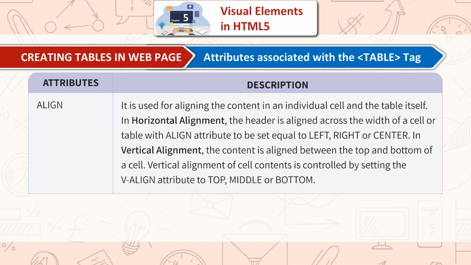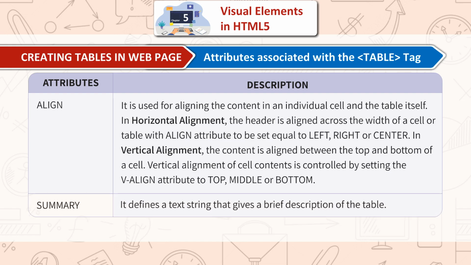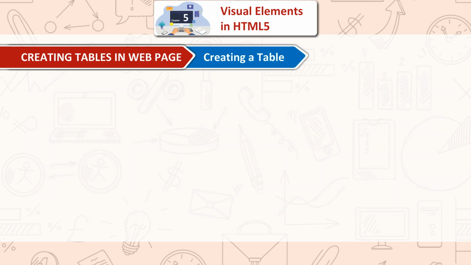In horizontal alignment, the header is aligned across the width of a cell or table with the align attribute set equal to left, right, or center. In vertical alignment, the content is aligned between the top and bottom of a cell. Vertical alignment of cell contents is controlled by setting the valign attribute to top, middle, or bottom. Summary: it defines a text string that gives a brief description of the table.